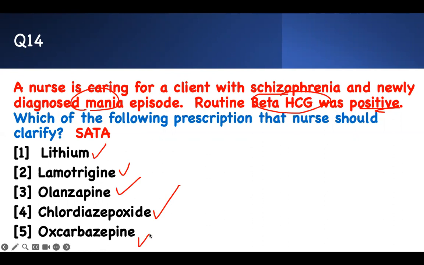Lithium, mood stabilizer. Lamotrigine, mood stabilizer. Olanzapine is an antipsychotic. Clozapine, it's also an antipsychotic. And the last one, oxcarbazepine, is also a mood stabilizer. So all of them are mood stabilizers. They are all teratogenic. So the lady is in trouble. You can't take any of this medication.